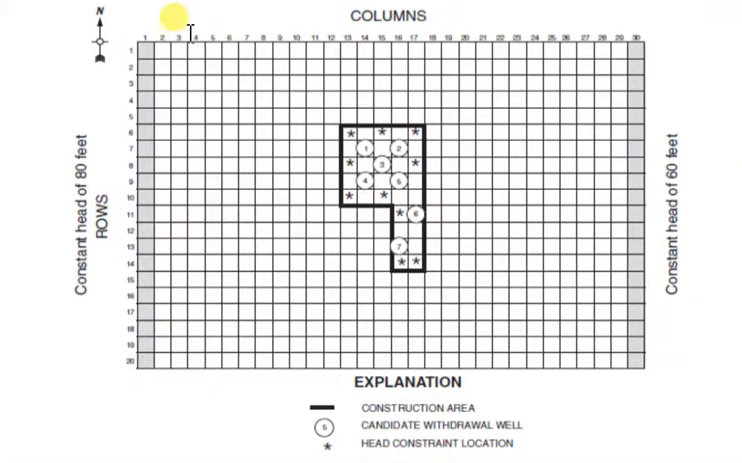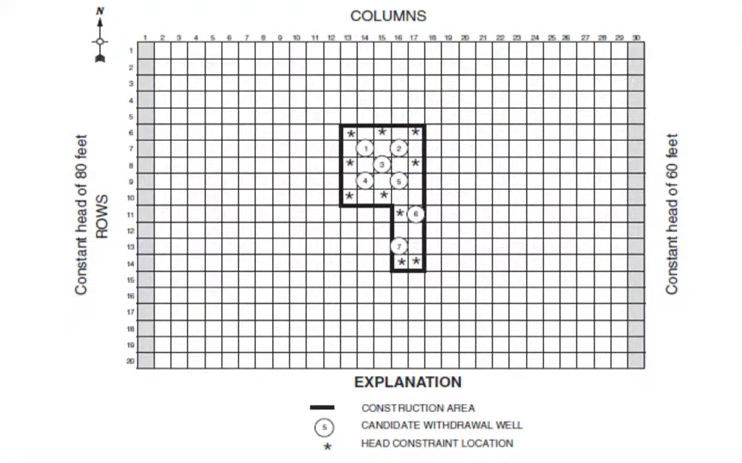We have 7 candidate well locations indicated by the circles. We have 10 head constraint locations indicated by the stars. And the objective is to minimize the total pumping rate amongst all the wells while maintaining heads at all the starred locations below 50 feet. And as you can see from the boundary conditions of 80 feet on the left side, 60 feet on the right side, we would expect the non-pumping heads to be around 70 feet.